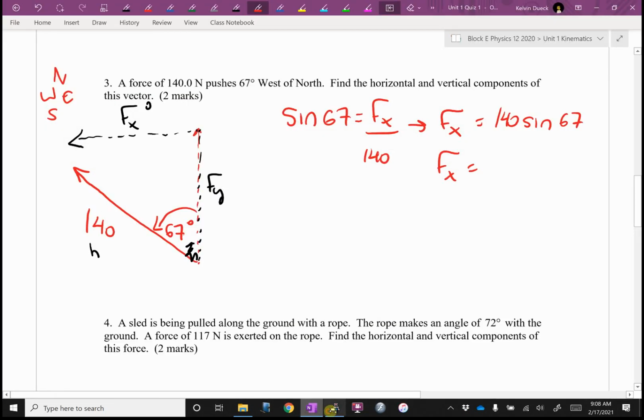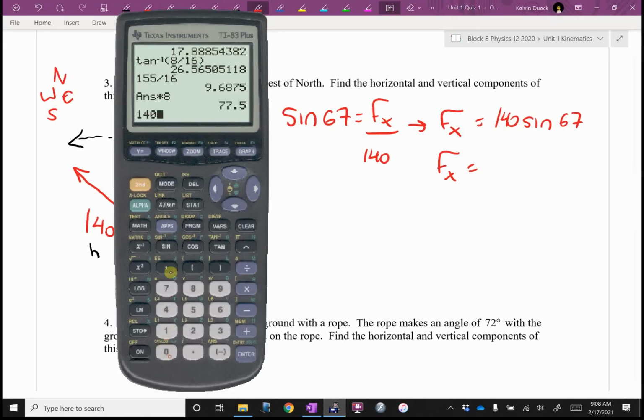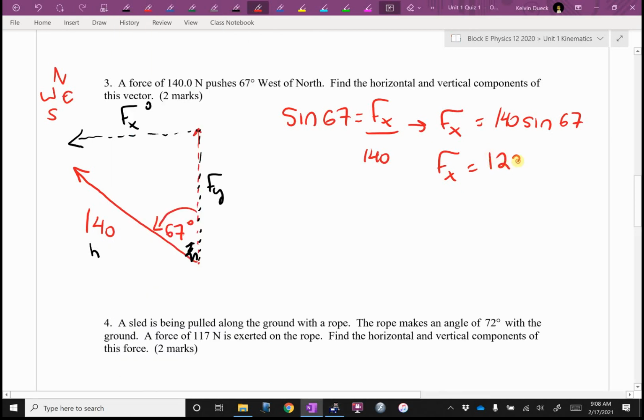Oh, wrong button. 140 sine 67. You got 129, 128.87. I'll go 129 to 3 sig figs. Units, newtons. I'd give you 1 mark for that. And then I guess Fy is going to be cos 67.